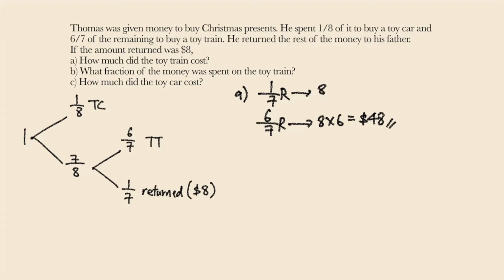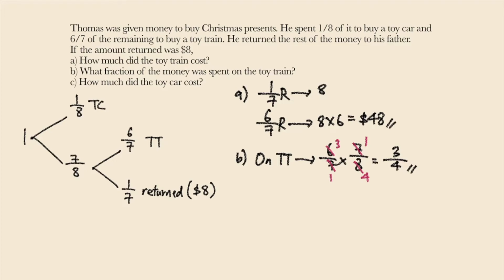Part B. What fraction of the money was spent on the toy train? Worst answer, 6 over 7. What's the correct method? Link from here to the total. So that's 6 over 7 multiplied by 7 over 8. Answer, 3 over 4.